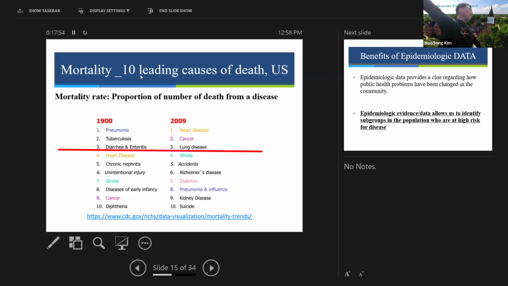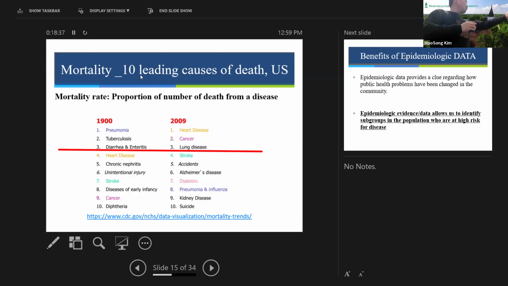And on the other hand, nowadays, what kind of disease patterns are there? Heart disease, cancer, and lung disease. These are chronic diseases, right? Nowadays chronic diseases are prevalent. But in the past, pneumonia and TB were infectious diseases. So in 1900, the most concern was about infectious disease.